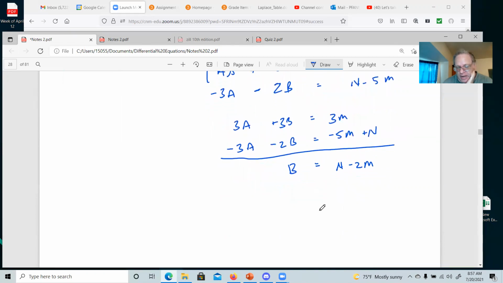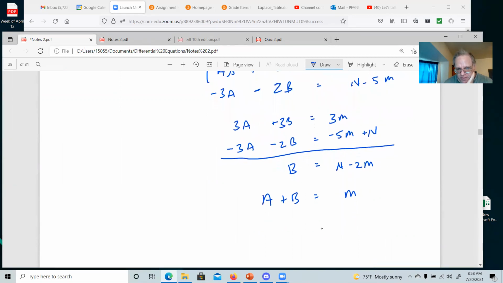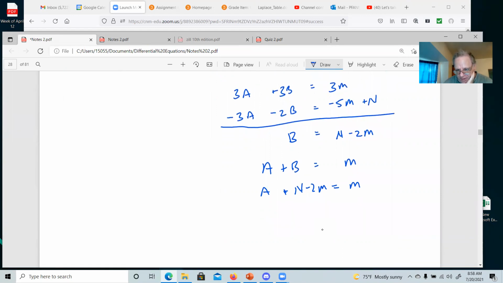Okay. And then we can plug this back into any equation that we've had up until this point, right? So we could have a plus b is equal to m. So we have a plus n minus 2m is equal to m, right? And then solving for a, we'd have a is equal to 3m minus n. Okay. So we have our a and our b.